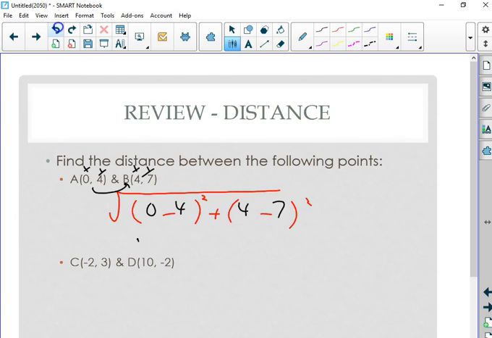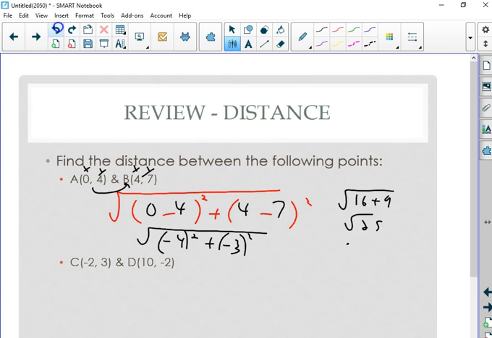It doesn't matter, I'm going to get negative numbers. Negative 4, because I'm going to square it. The negative 3, I'm going to square it. So that's going to give me square root of 16 plus 9, which is 25, which means the distance is 5. Don't need to do it a second time.